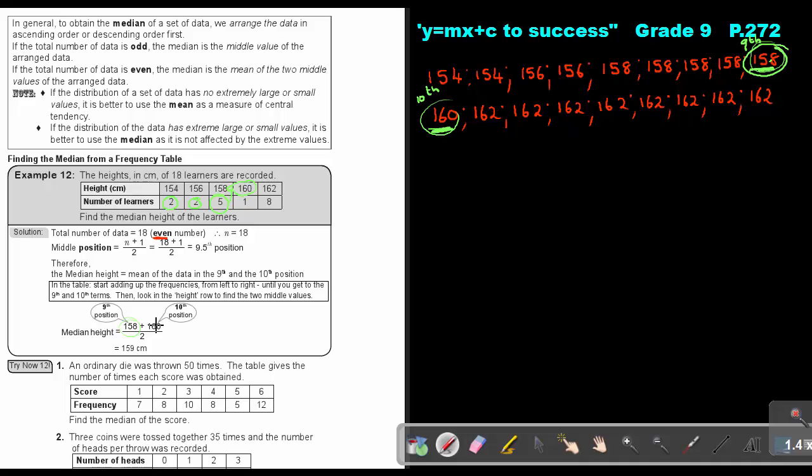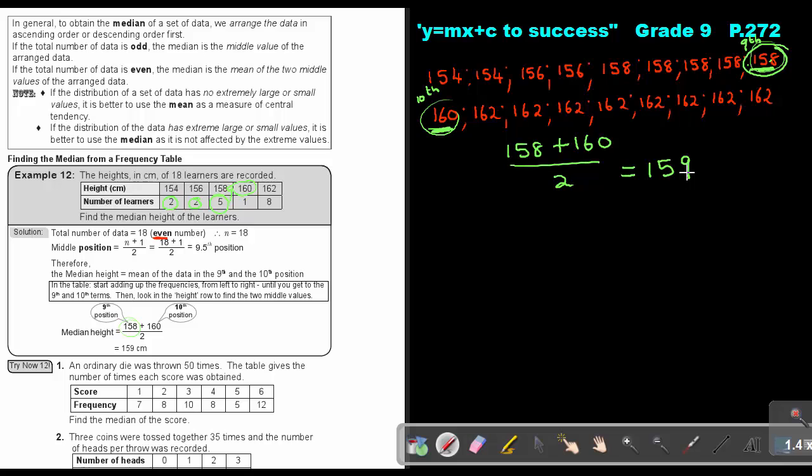Okay, and then basically you just say 158 plus 160, and my answer will be 159, and that will be the median. So in this case, you would just say 158 plus 160 divided by 2, and that would have given me a median of 159.